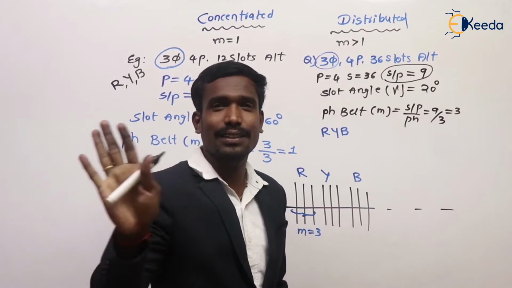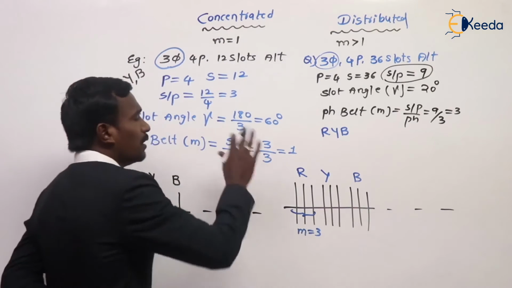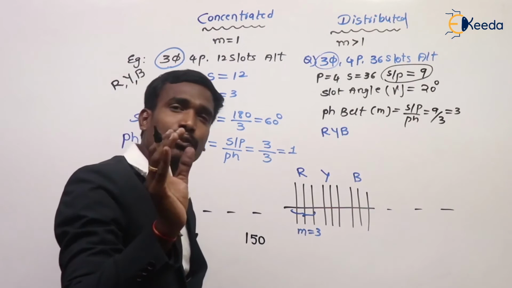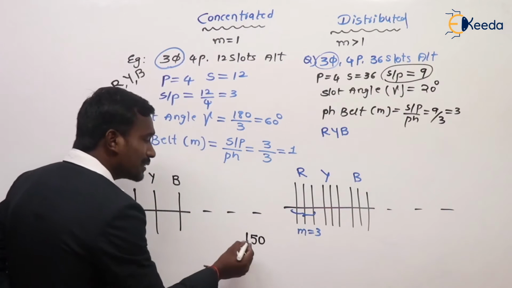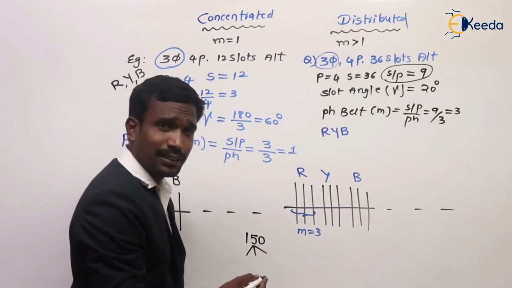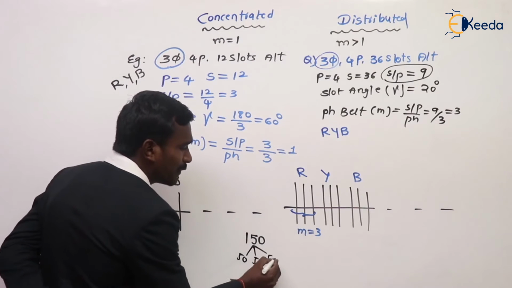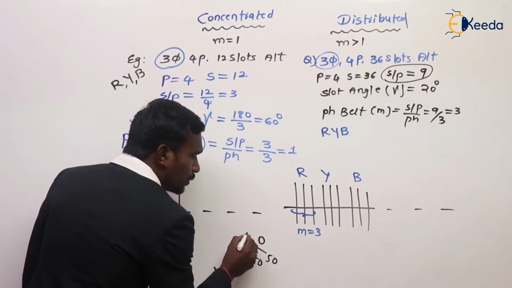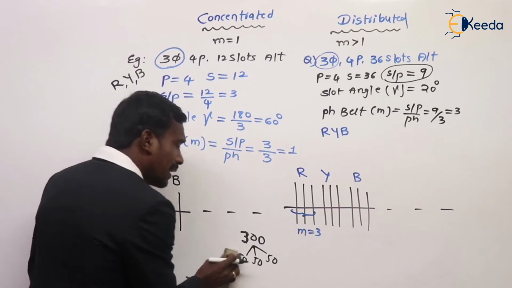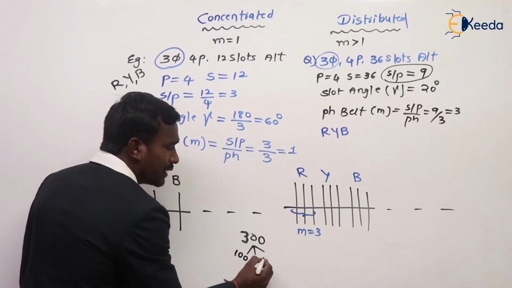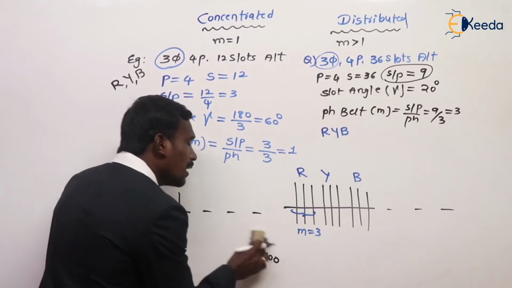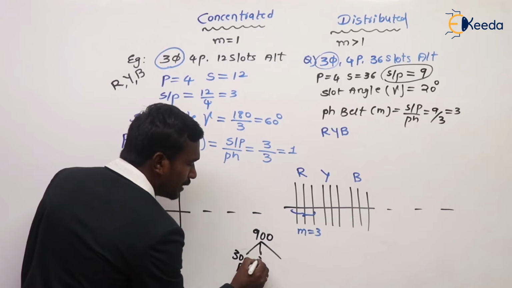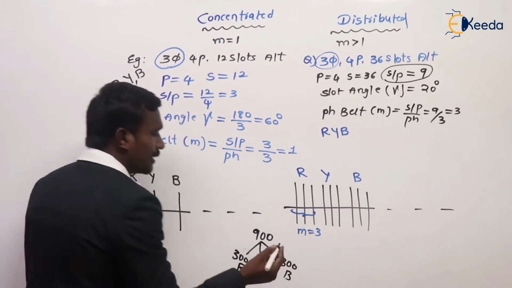Listen for 1 minute, and you can get clarity about concentrated and distributed carefully. For example, in my machine, I have 150 slots, nothing but 50 slots for each phase: 50 slots for R phase, 50 for B phase, 50 for Y phase. Or, for example, I have around 300 slots: R phase 100, Y phase 100, and B phase 100. Or I have 900 slots: for R phase 300, for Y phase 300, and for B phase 300, like this.